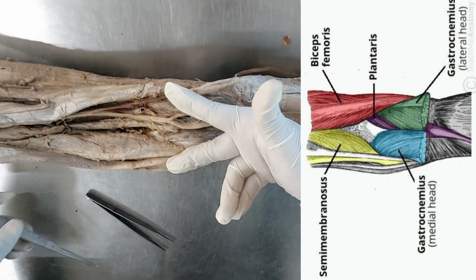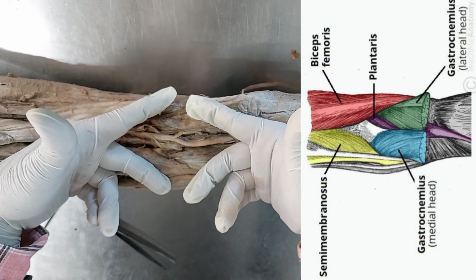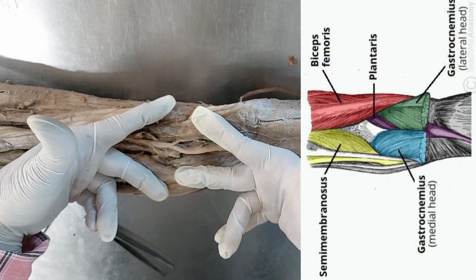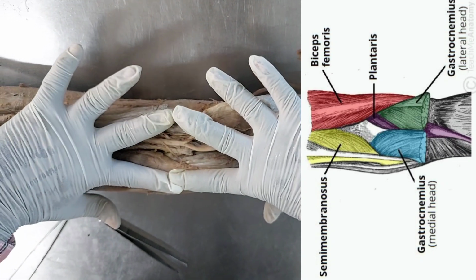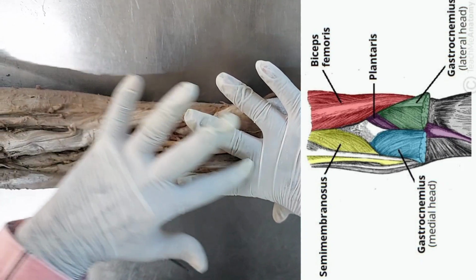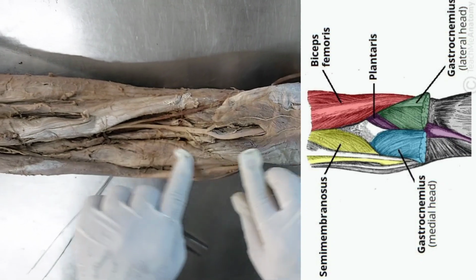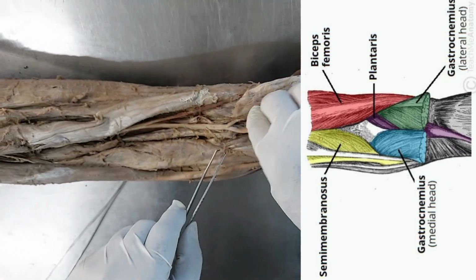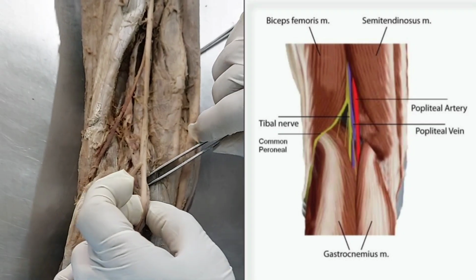This is lateral head of gastrocnemius, this is medial head of gastrocnemius, and here this is biceps, this is semitendinosus and semimembranosus. This is the diamond shaped popliteal fossa, and these are the important contents of this fossa. The three important contents are one nerve, one vein and one artery.